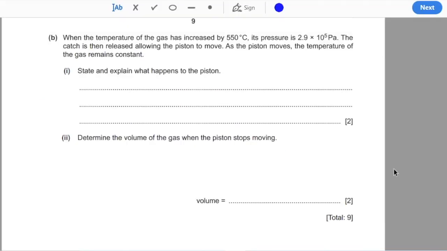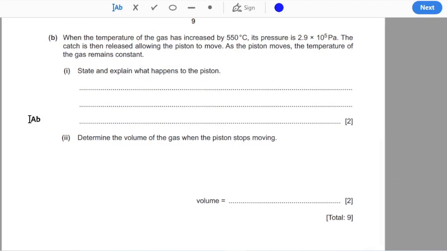Part B, when the temperature of the gas has increased by 50 degrees Celsius, its pressure is 2.9 into 10 to the power of 5 pascals. Okay, so due to the increase in temperature, I understand that the pressure increases too. The catch is then released, allowing the piston to move. As the piston moves, the temperature of the gas remains constant. Part 1, state and explain what happens to the piston.